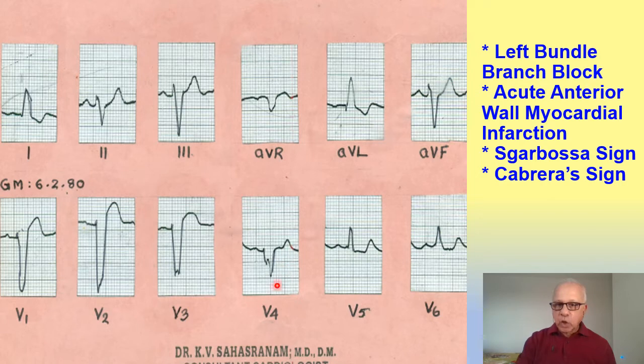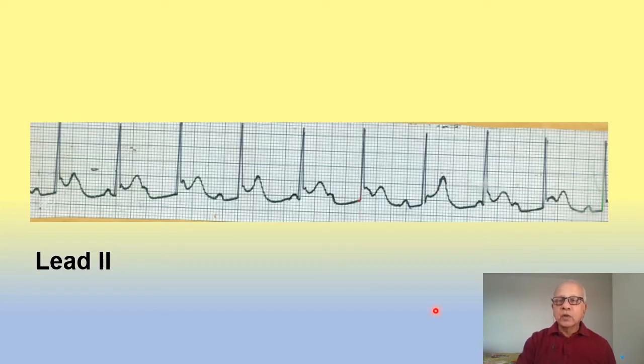There should be a notch in the ascending limb of the S wave in V4. These are the changes. Now we will go on to an arrhythmia. This is my second ECG.